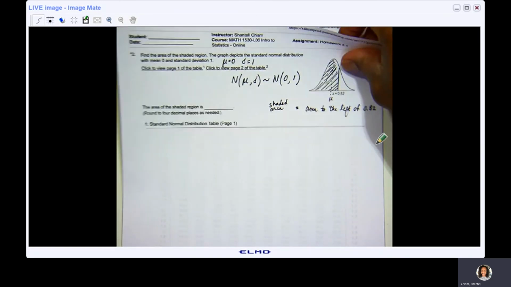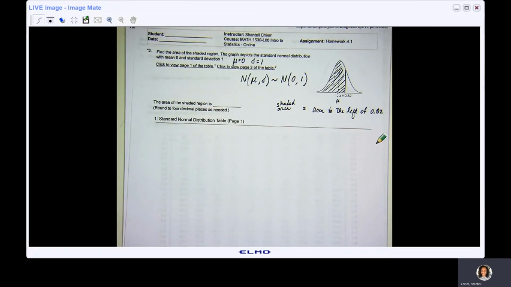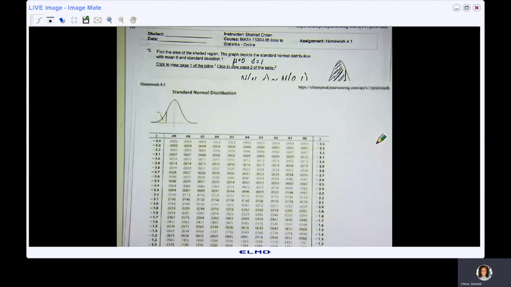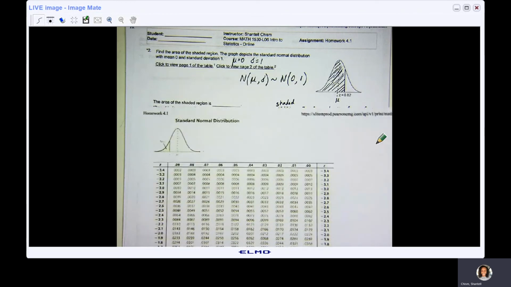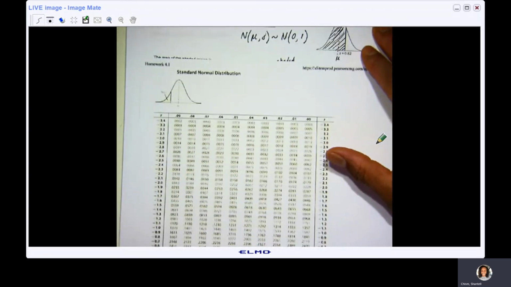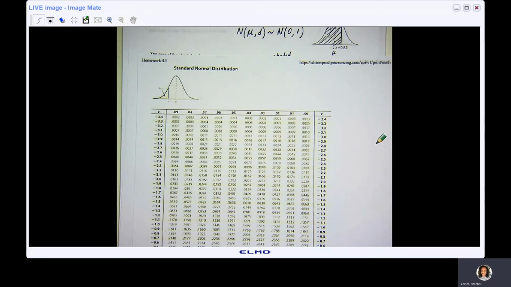And that just happens to be perfect because when you're dealing with the table, your table is set up, and my printer didn't print this table great, but your table is set up or built to find areas that lie to the left. Okay? How do you find it? Let's look. I'm going to use the table, then I'm going to show you on the calculator. So we find the z-score 0.82, and then we find the corresponding area that goes along with it.